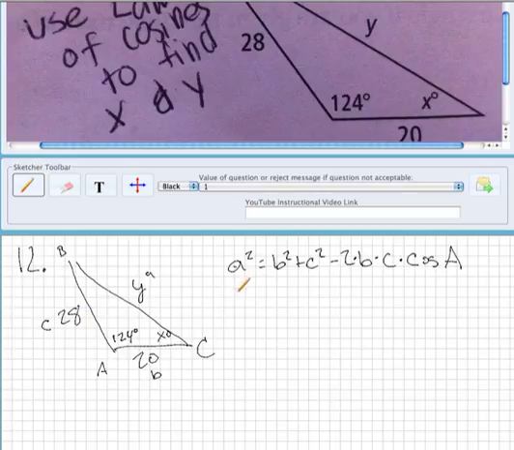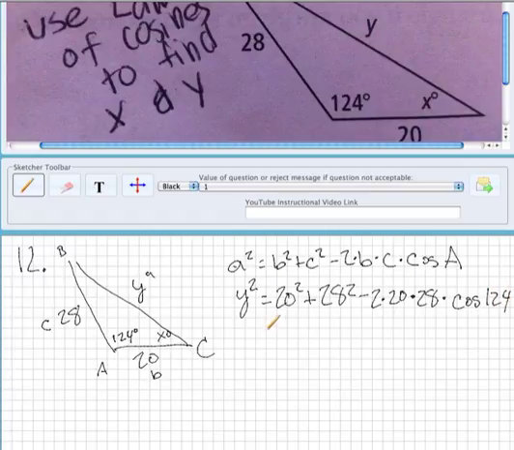And so we know a is actually y. a is equal to y. So y squared equals b, little b. So that's going to be 20 squared plus c squared, which is 28 squared, and then we have negative 2b, which is 20 again, times c, which is 28, times the cosine of A, which is 124. And now we're going to plug all those things into our calculator.